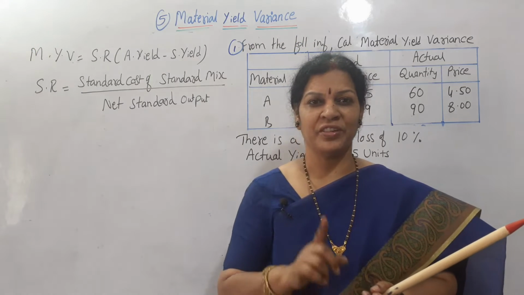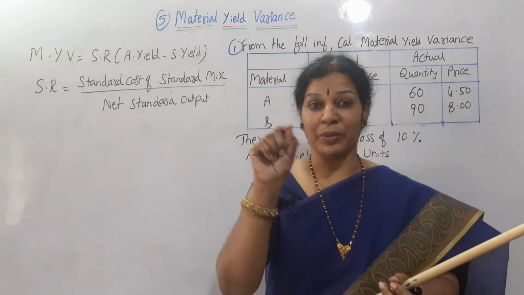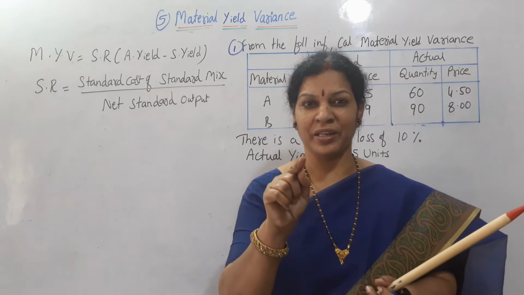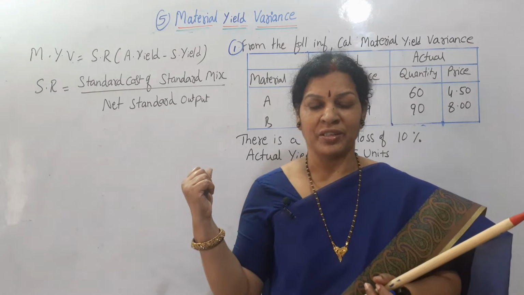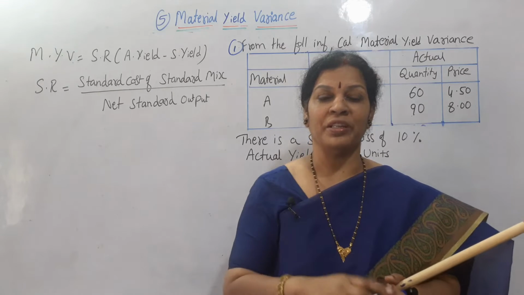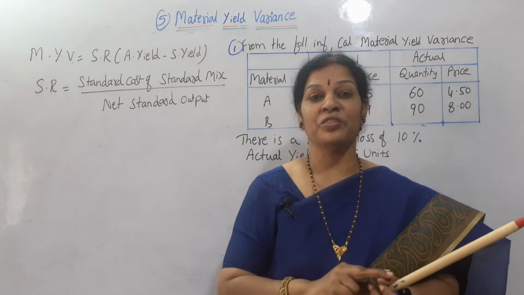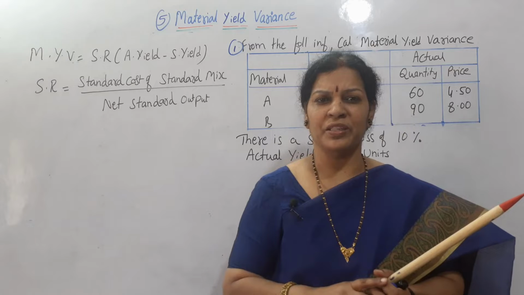If you have seen the first class of material variance, then you might have seen a table drawn, and according to that, under material usage variance, material mix and also material yield, both are sub-variances of the material usage variance. Now how do we calculate this material yield variance?